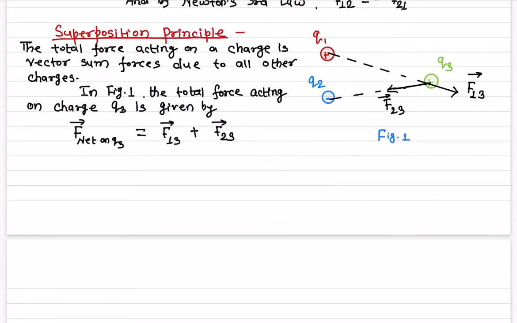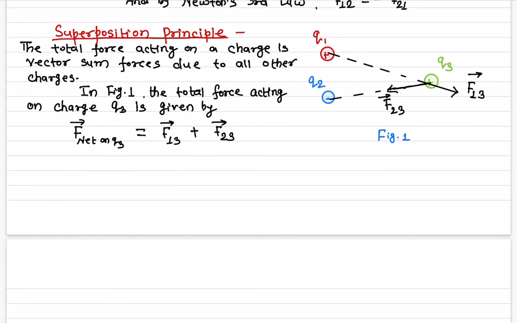In this video, I'll talk about the superposition principle. The superposition principle tells you the total force acting onto a charge due to many charges. In this example, let's say you have three charges, Q1, Q2, and Q3. We are interested in calculating the total force acting onto the charge Q3 due to charge Q1 and charge Q2. So how do we find out the total force?